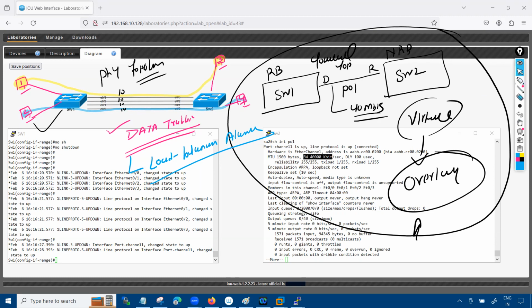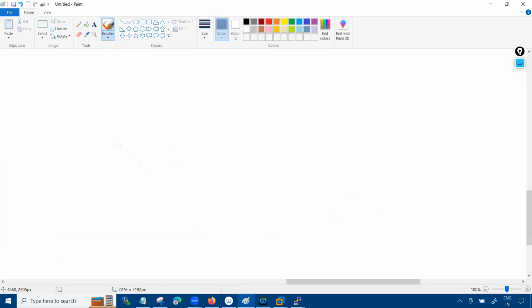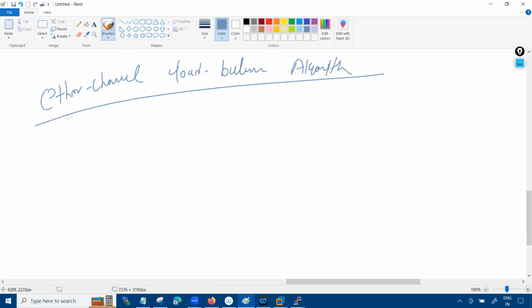So basically, in the EtherChannel, we have a load balancing algorithm. It depends on layer 2, layer 3, and layer 4. We have layer 2 load balancing, layer 3 load balancing, and layer 4 load balancing. In layer 2 load balancing, you can do the load balancing based on the source MAC address, the destination MAC address, or the source and destination MAC address.